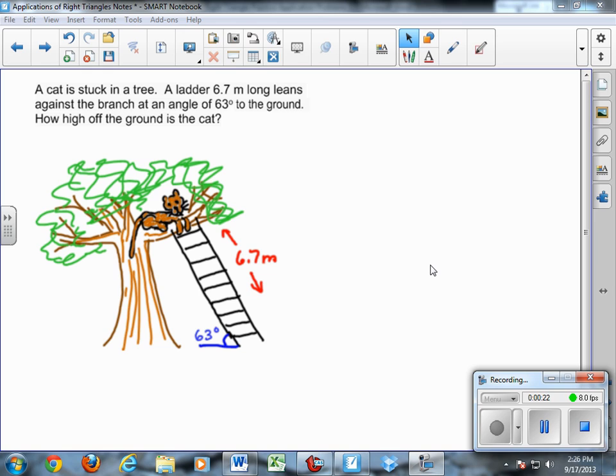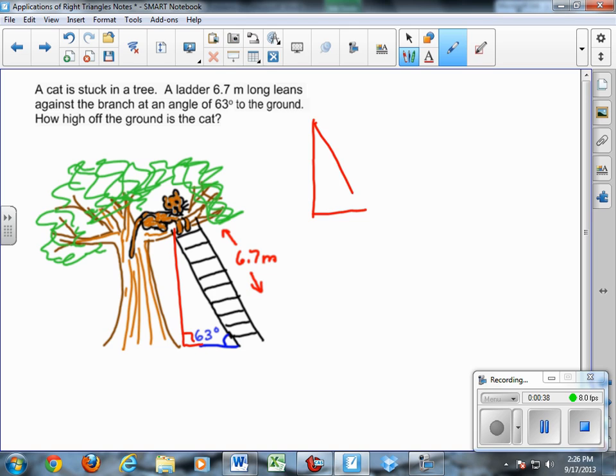I'm going to start by going through the first problem, which is actually worked out for you, but just to talk it through. In all of these problems, we're going to create a right triangle with given information. So here we have a ladder leaning against the tree. If I drop a perpendicular line down here, I have a right triangle. So I'm going to draw my right triangle over to the side. I know one side is 6.7 meters. That's the hypotenuse of the triangle. And I know this angle is 63 degrees. And I want to find the height, which I'll just call x, the height up to the cat.